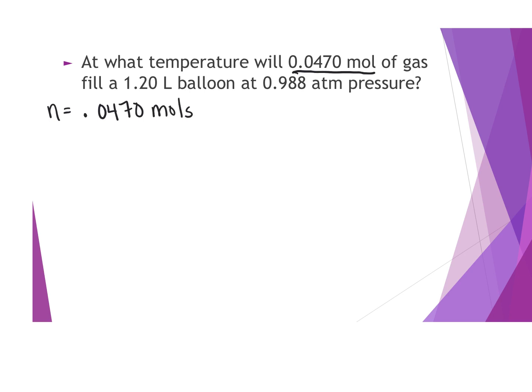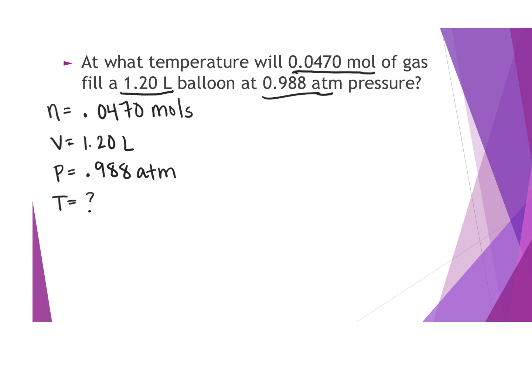What's the second number? 1.20 liters. Liter is a unit for volume, so volume is 1.20 liters. What's the third number you see? 0.988, and it's atm. What's atm? Atm is telling you the pressure. So pressure is 0.988. And then what are you solving for? You're solving for temperature.